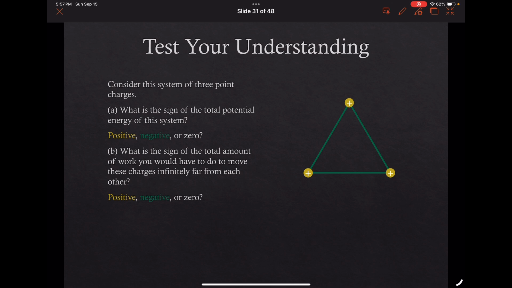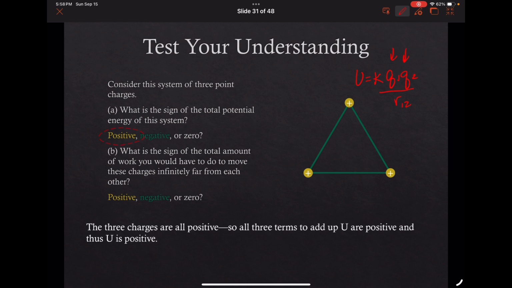Well, we know that the potential energy is given by the constant k, which is 1 over 4 pi epsilon naught, times the value of the charges divided by the distance between the charges. So if those two charges are positive, then the sign of the potential energy between those two charges will also be positive. And in this situation, we have 3 positive charges, so the total energy will add up to be positive, right? So that makes mathematical sense. So the total energy of the system is positive.